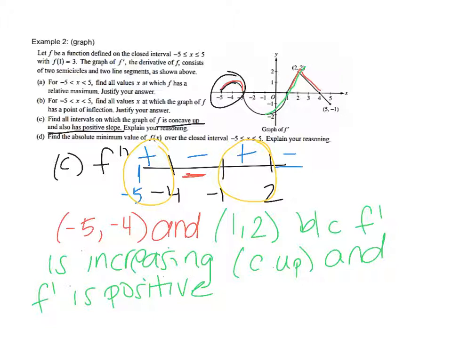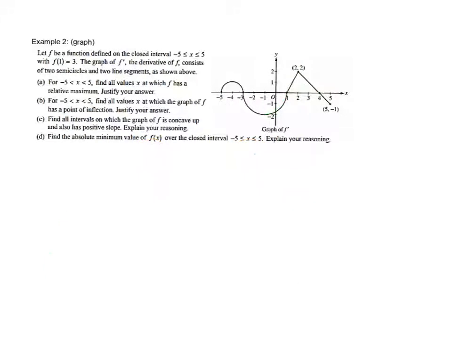Alright, last one. In part D, I have to find the absolute minimum value of f of x over the closed interval and explain my reasoning. So when they say absolute minimum, you have to think, find those critical points, use those endpoints, and substitute them into the original function. So let's make a table here. Our x values and our f of x. So my endpoints are -5 and 5. Those have to be there.